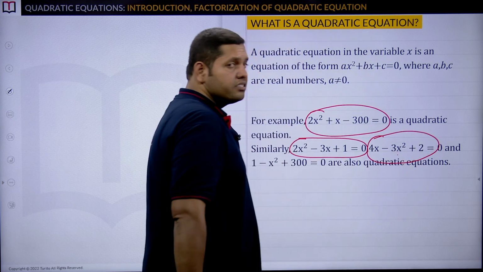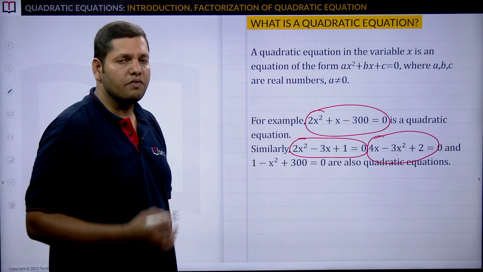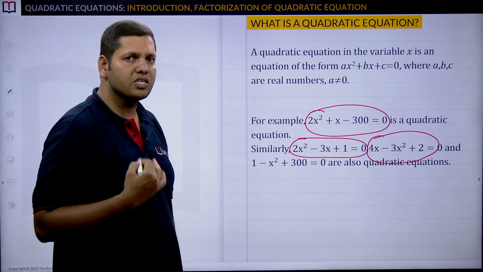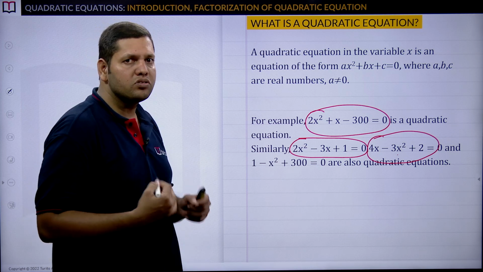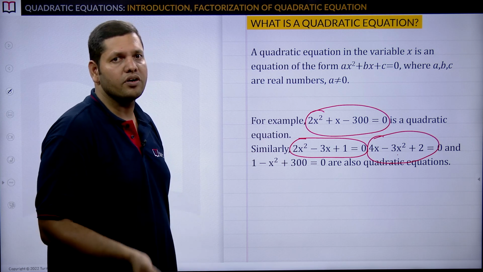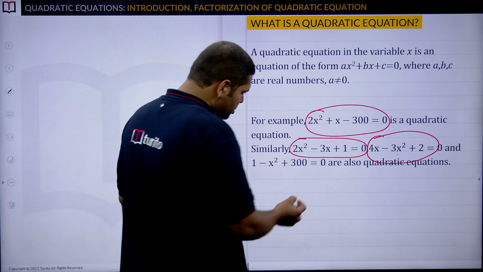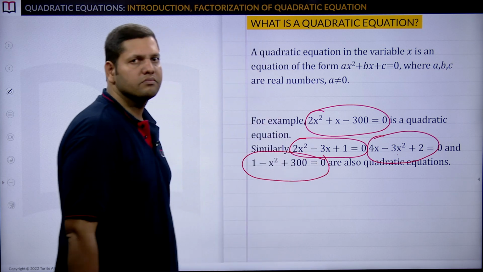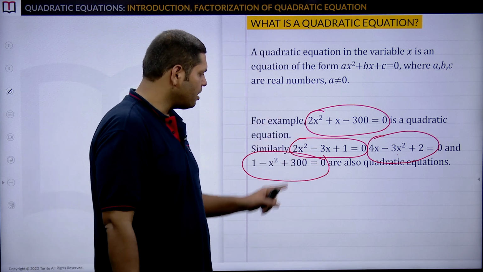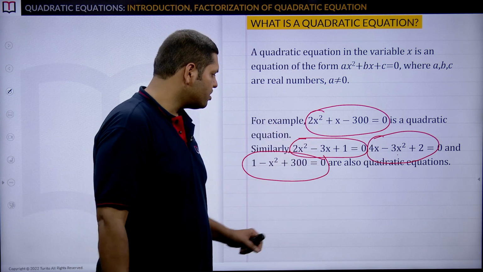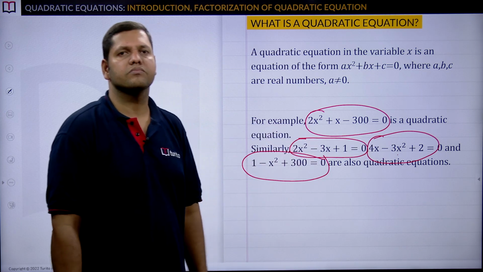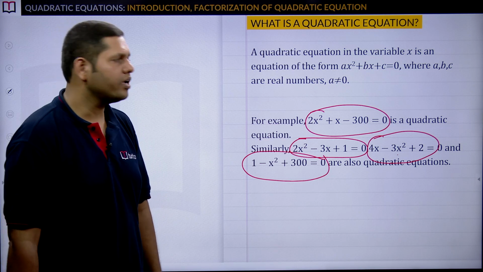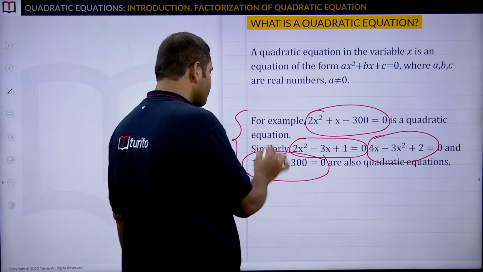Children, there is an x square term here. If you see the x square term, we can say it is a quadratic equation. If we don't see any x square term, we cannot say it is a quadratic equation. Okay, children. So, I can say this also is one quadratic equation: 1 minus x square plus 300. See, x square term is there. Here also x square term, and here also we have x square term. Okay, children. So, I can say these are all examples of what? A quadratic equation.